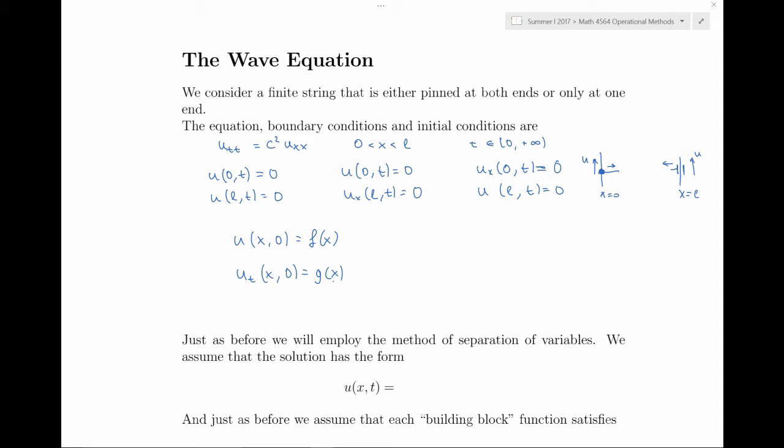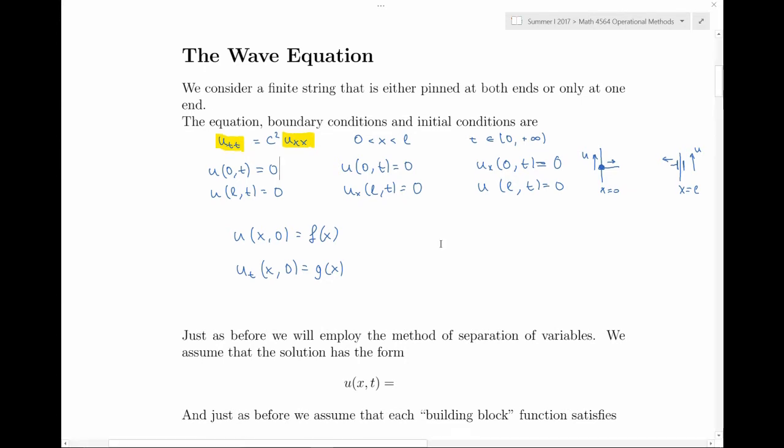We can understand the equation as Newton's law. The second order time derivative is the acceleration of a particle on a string at the position x. And the second derivative with respect to x has the meaning of the curvature of the string. So the string will only accelerate.